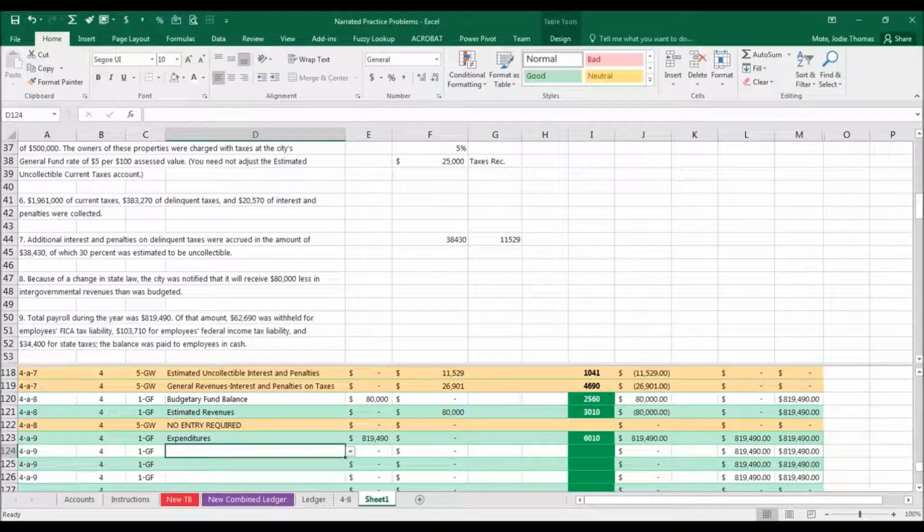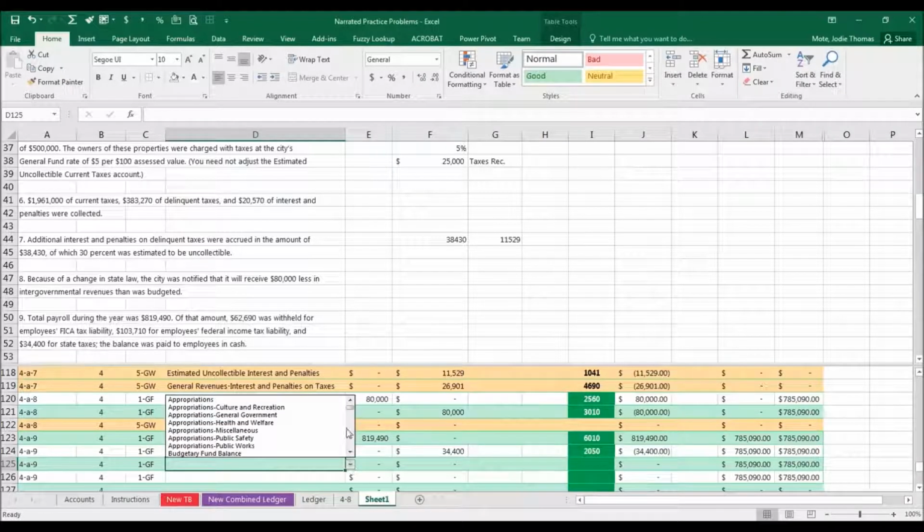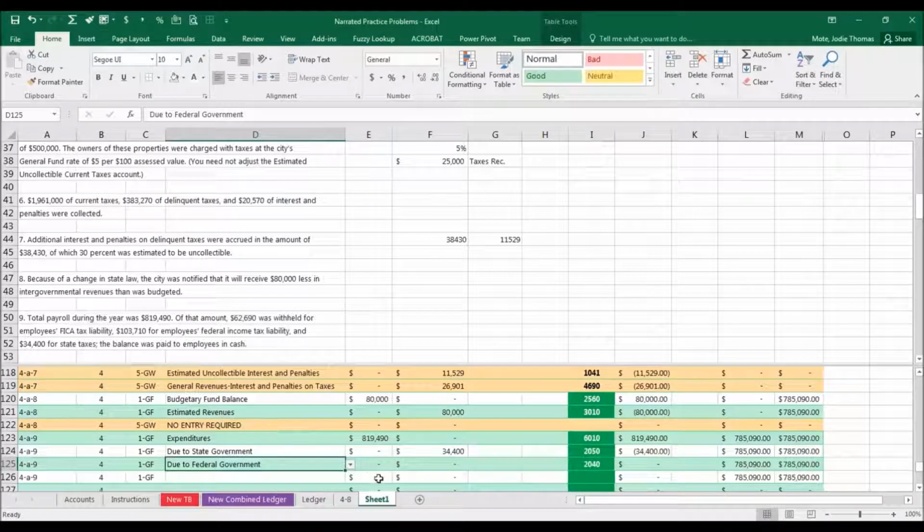So this first one, let's do the easy one first. The state taxes. There's only one of these that's going to be for the state taxes. So let's put that here. And there should be an account called due to state government. Yep, right there. Now the Fed, there's going to be another entry here, and you can segregate them if you want.